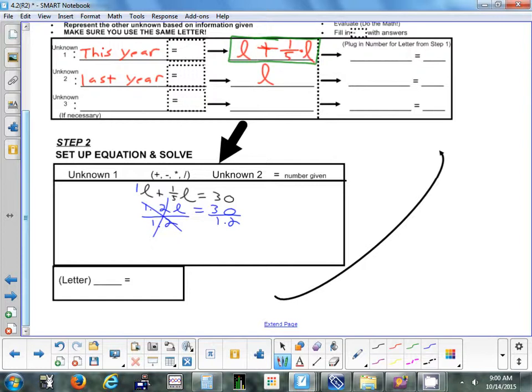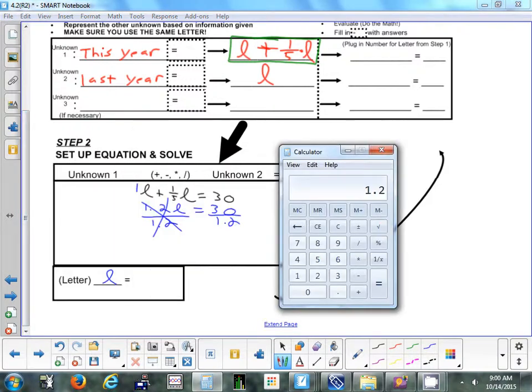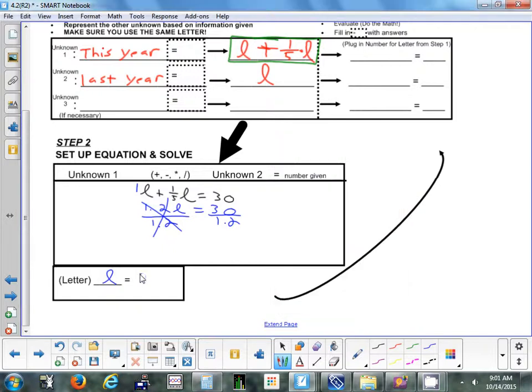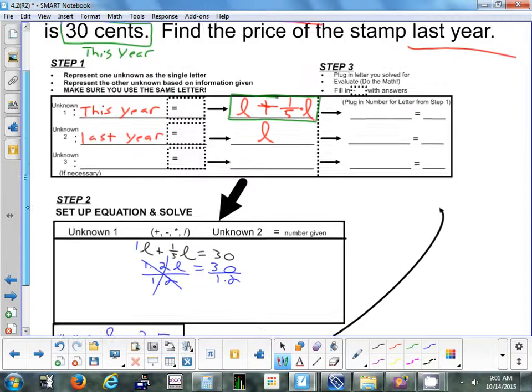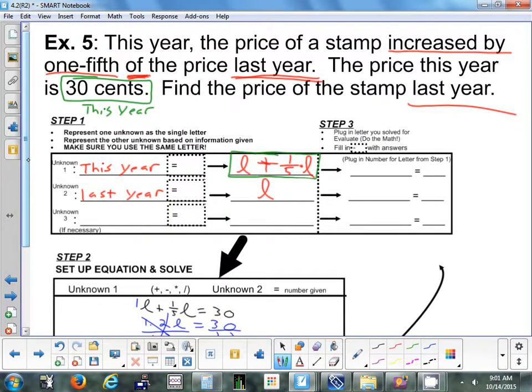Like, we're going to have the final answer. Last year's price equals, just type 30 divided by 1.2. Last year's price was 25 cents. All right, so we go back up. We've really already answered the question. Okay? Last year's price is 25 cents.